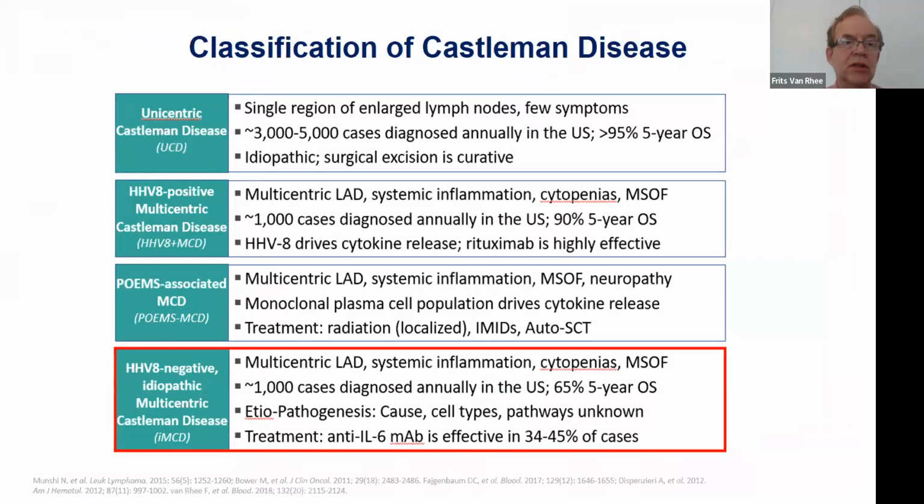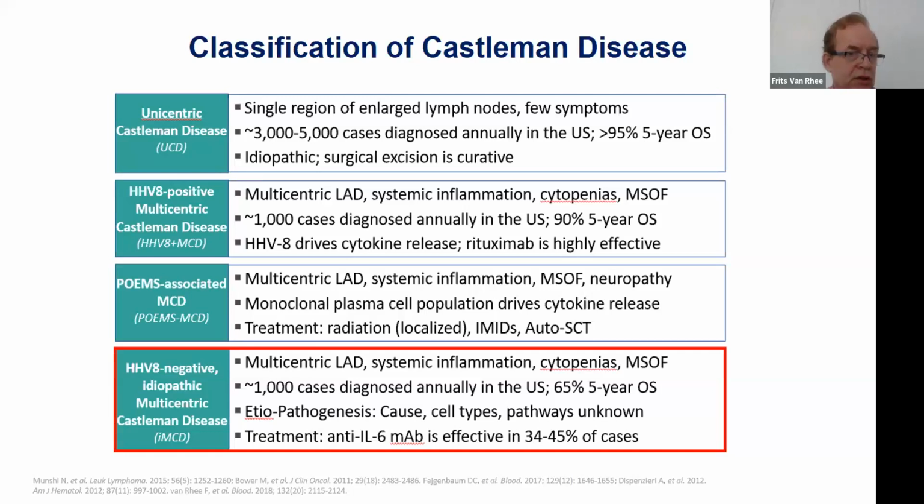Okay, so unicentric disease involves a single region of enlarged lymph nodes. Typically, the patients are fairly asymptomatic, and diagnosis is made because of an incidental X-ray finding, or patients just notice enlarged lymph nodes. Typically, surgical excision is curative, and at present the cause is not known.